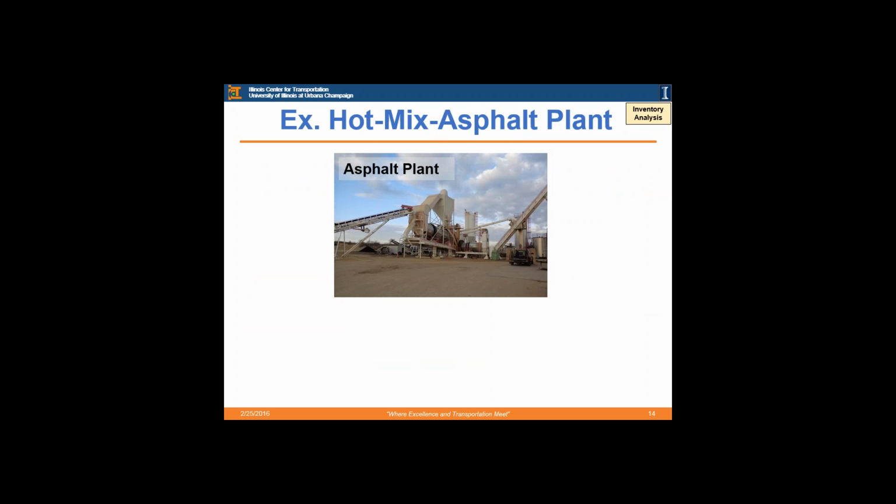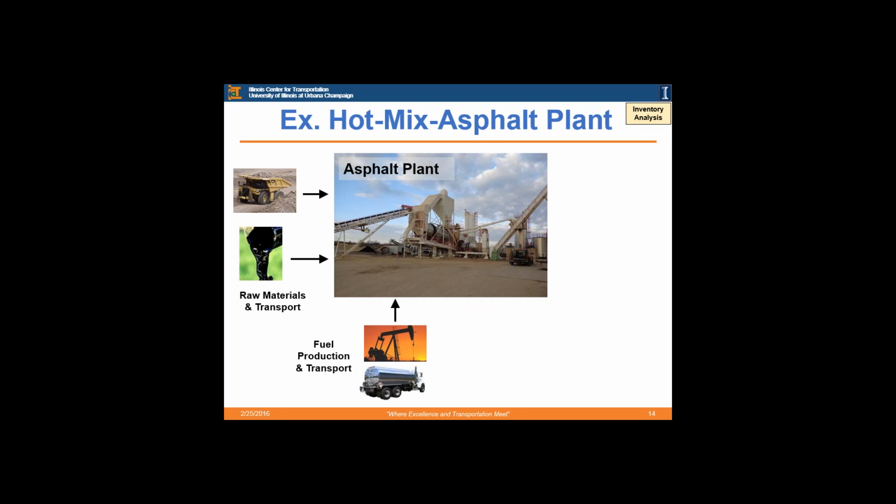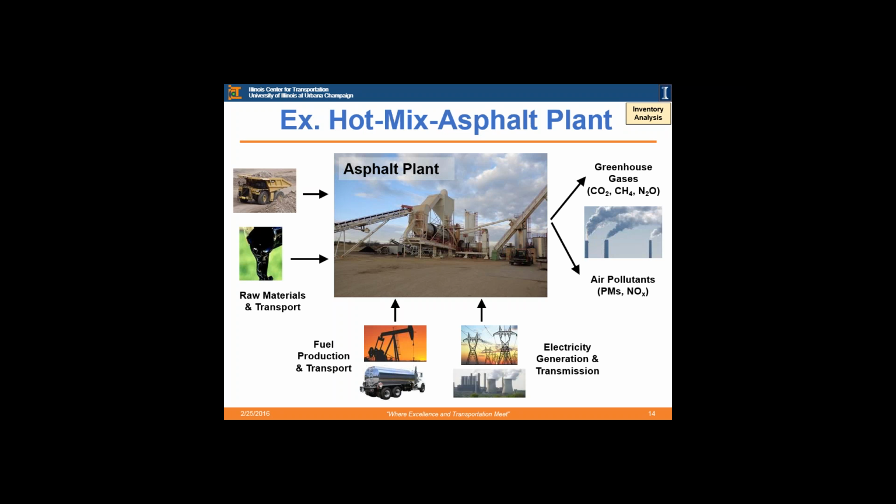So as an example of the modeling process and the extent to which we considered the system, I'll give an example of the process that we went through with the hot mix asphalt plant. So we considered, for example, raw materials and transportation to the site, as well as fuel production and transportation to the plant, and electricity generation and transmission, and that electricity was specifically for Illinois because many different regions have very different grid mixes depending on where they are. And then we also have the direct greenhouse gas emissions and other emissions that come from the asphalt plant.